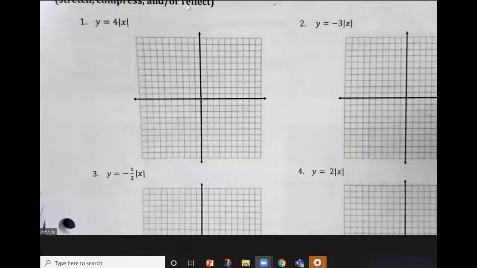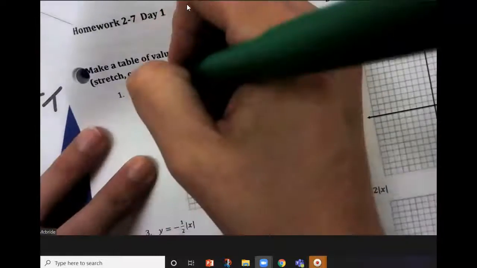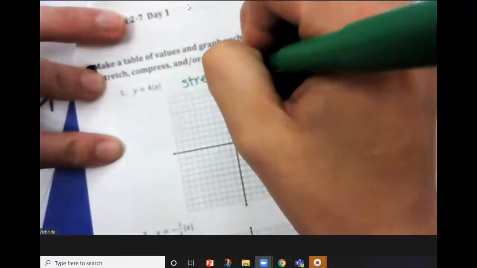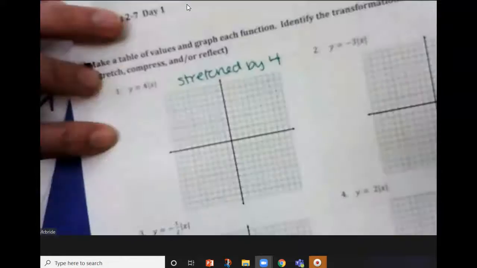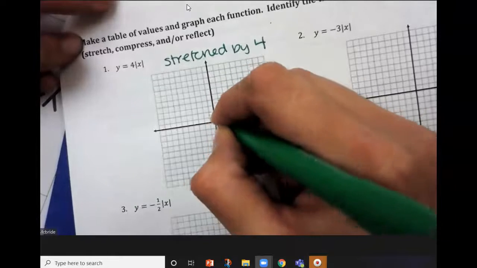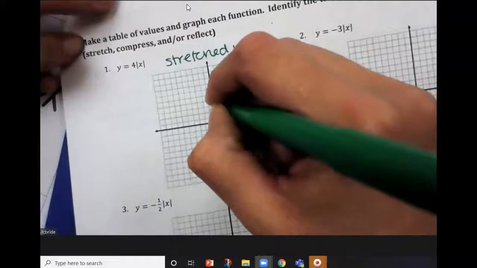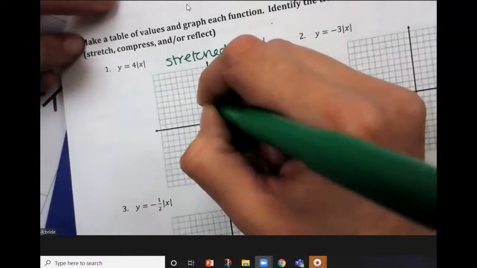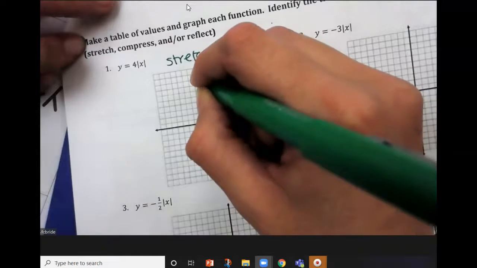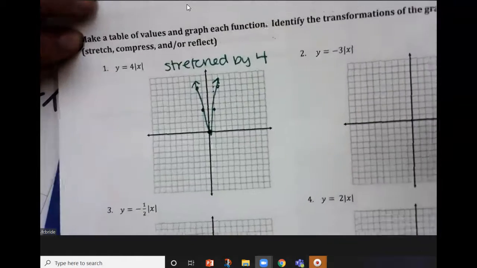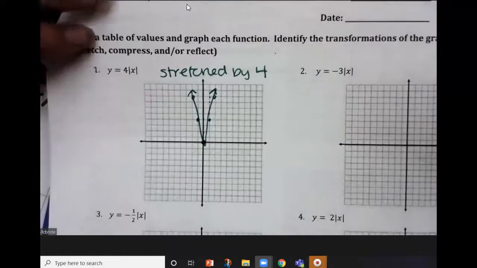That graph is going to be stretched by 4. Your vertex is at (0, 0), and the slope is up 4 over 1. And you repeat that on both sides. So there is my lovely graph for number 1.